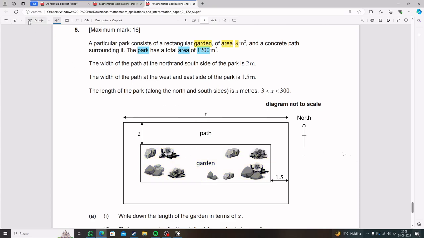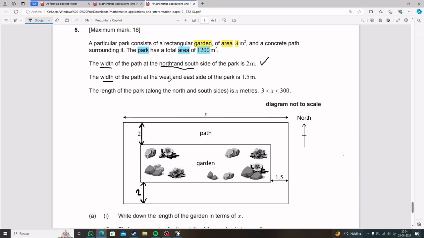What else do we know? We know that, for example, the width of the path at the north and south side of the park is 2 meters. So this 2 meters that is written right here is also going to be right there. Make sure that all the information they give you is actually in your diagram, because it might help you down the road for interpreting the exercise. So that 2 is up here and down there. That is information that this is giving me.